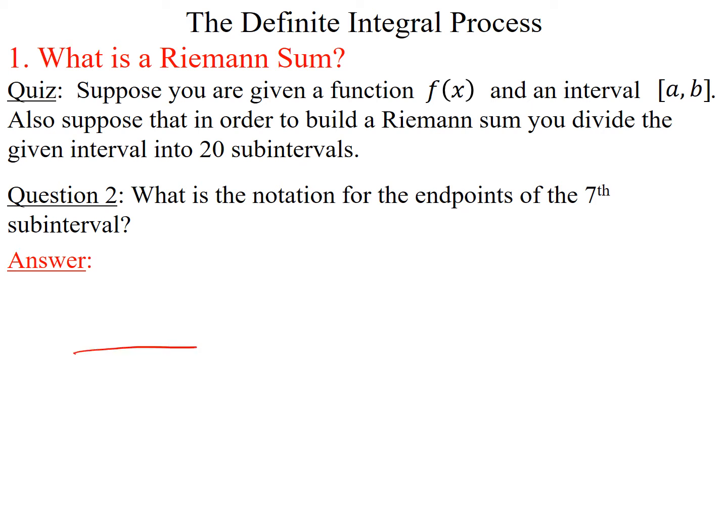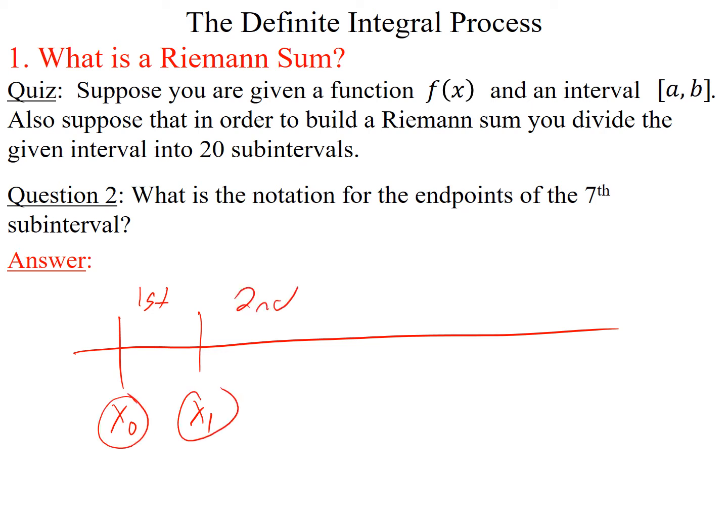So I'm thinking number line, the first one's x0, x1, right? This is the first subinterval, right? First one, and the endpoints are x0 and x1. For the second one, it's x1 and x2. Can you figure out what it is for the 7th one? Let's say this was the 7th, and I know it keeps going. So for the 7th one, what is it?